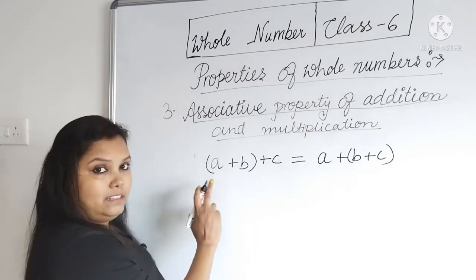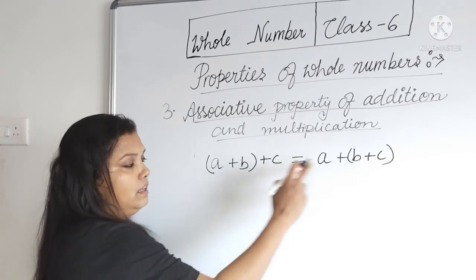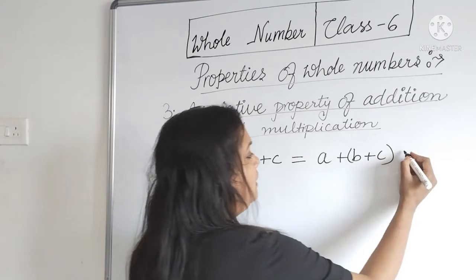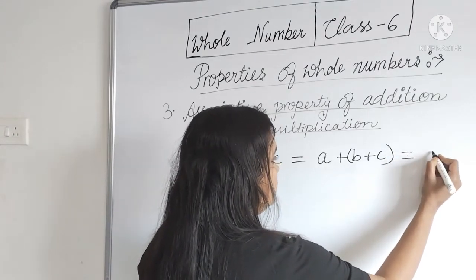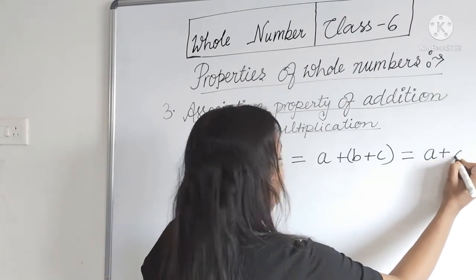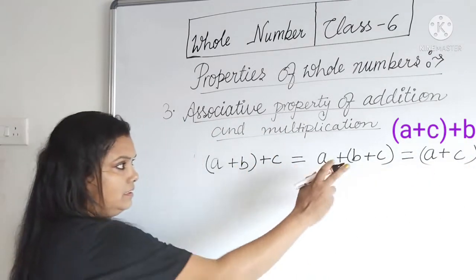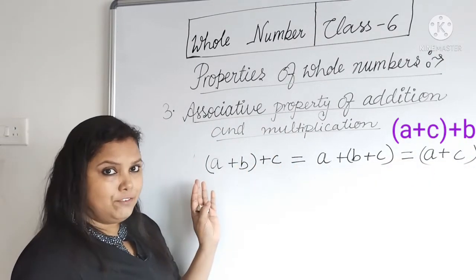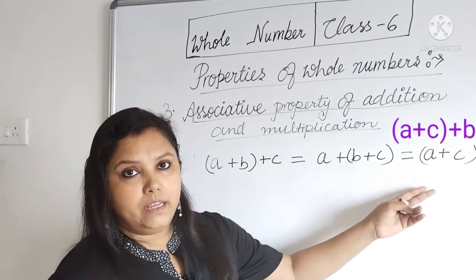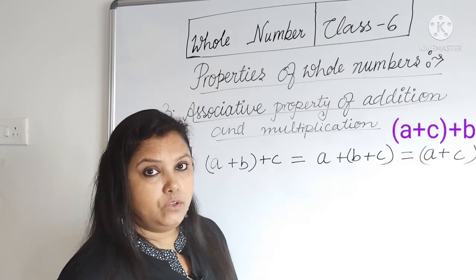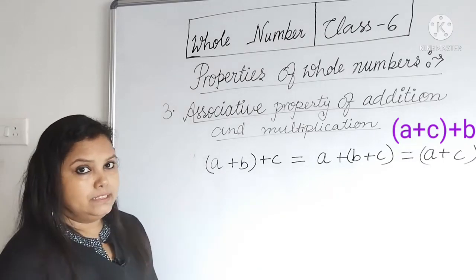Earlier the group was A and B. Now the grouping is different. B and C is one group. And even this is equal to A plus C and plus B. So in these three cases we have changed the grouping. Even if we change the grouping, it is going to remain the same.